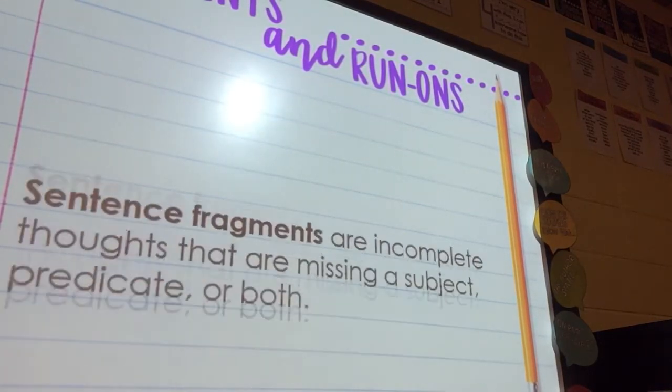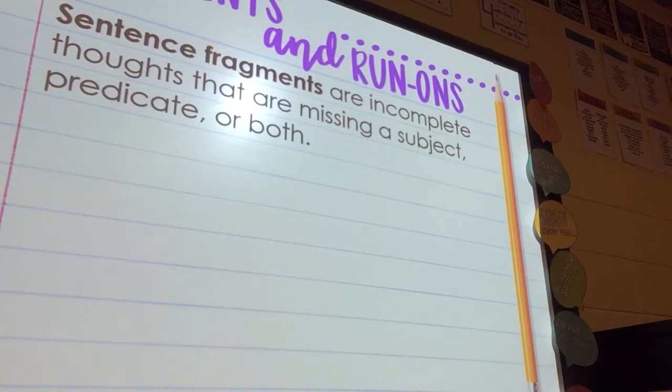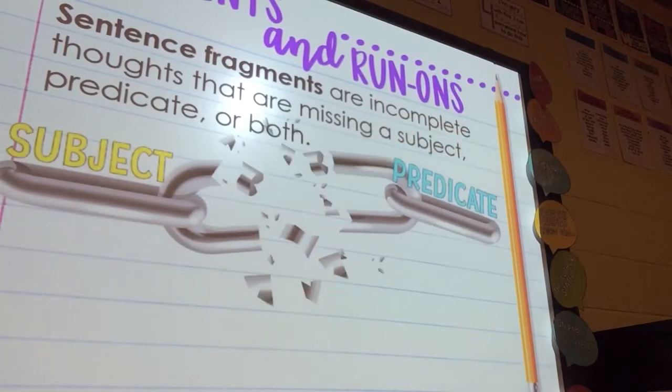Next thing we need to talk about is what is a sentence fragment. That's going to go in the next group of lines. A sentence fragment is an incomplete thought that is missing a subject, a predicate, or both. And look at this chain. This chain is broken because it's missing something. So in the next group of lines, write: sentence fragments are incomplete thoughts that are missing subjects, predicates, or both. That's what you have to write before lunch.